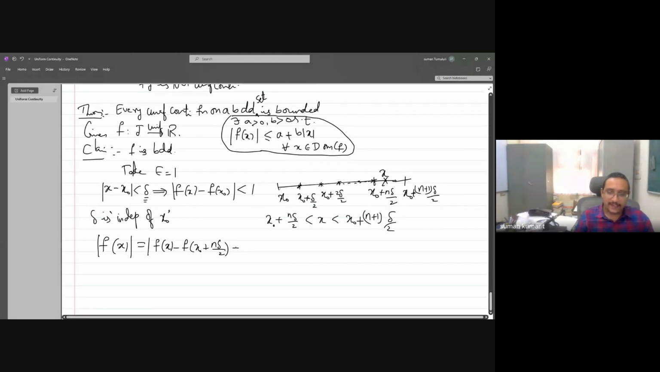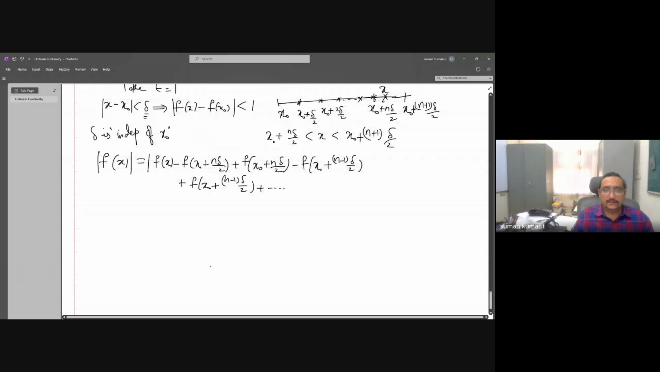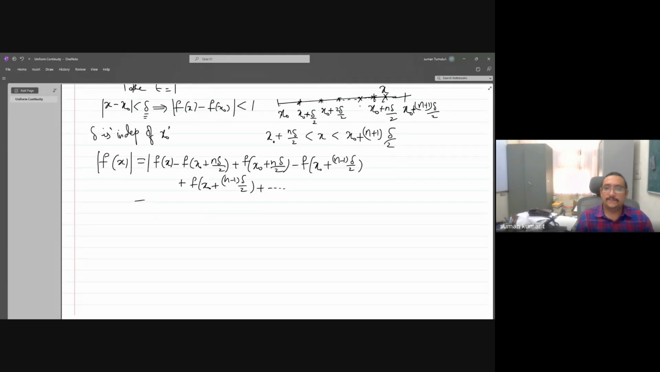I have subtracted, so I will add x naught plus n delta by 2. And then I add and subtract the previous node, which is x naught plus n minus 1 delta by 2. So if I have subtracted, I have to add it. And so on. I keep doing it till I reach this starting position.